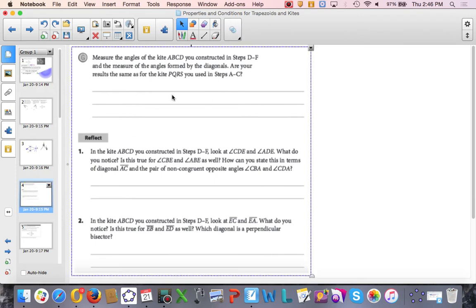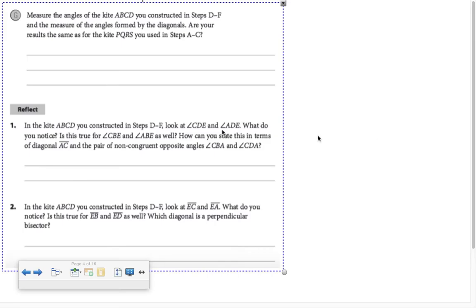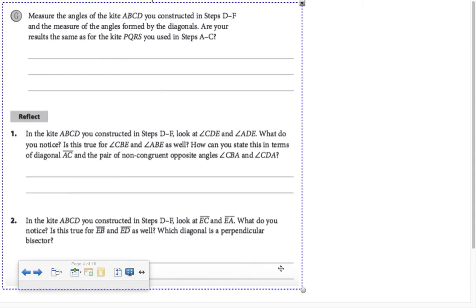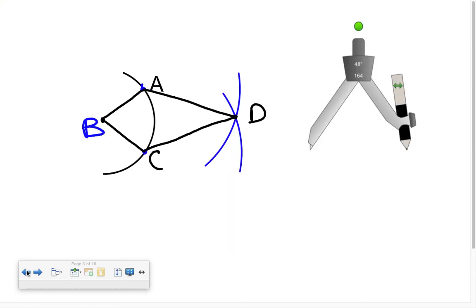And it says to measure the angles of the kite that I've constructed. I'm not going to do that. The results would be the same. So in the kite that I constructed in steps D through F, they want us to look at angles CDE and ADE. Okay, so CDE and ADE. I imagine E is the intersection of my diagonals.